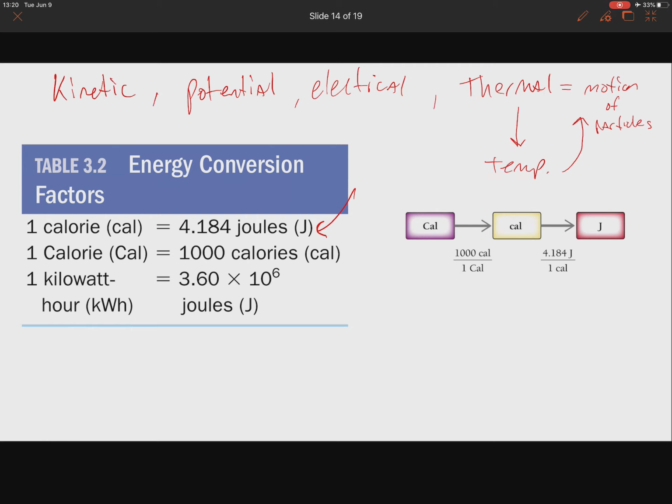The second unit of energy is called the calorie. You're more familiar with this one. The calorie comes with a little c. Then it also comes with a big C calorie. A big C calorie is 1,000 little c calories. We can also convert a calorie into joules.